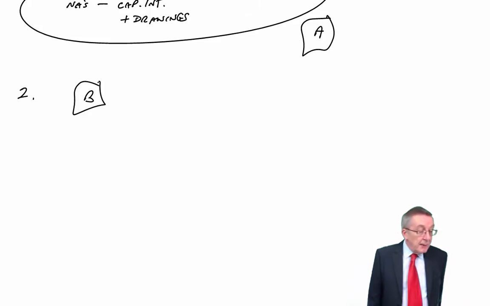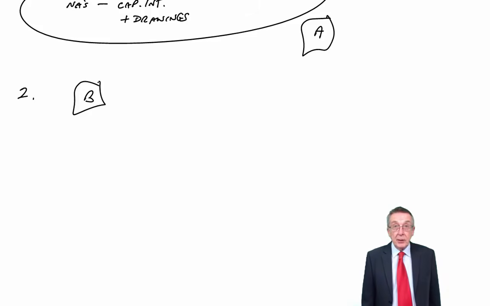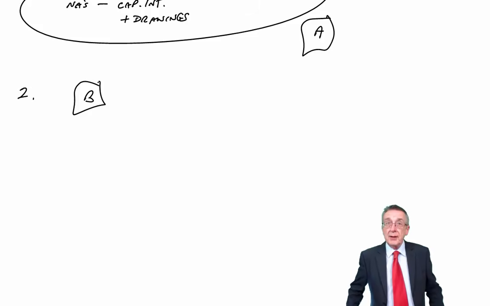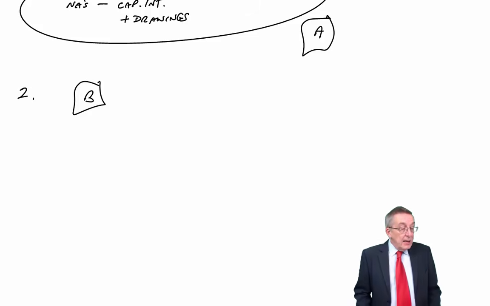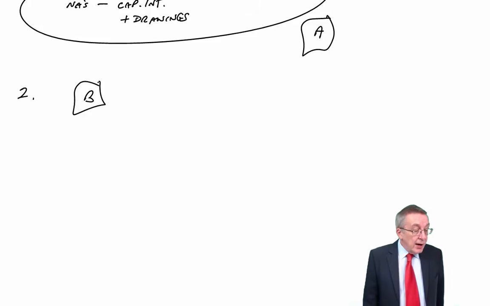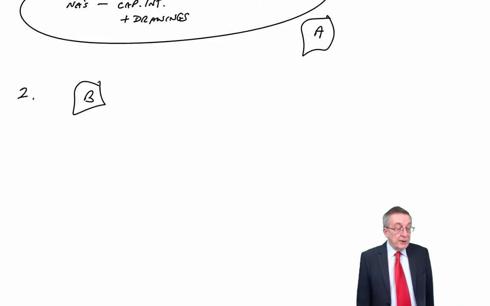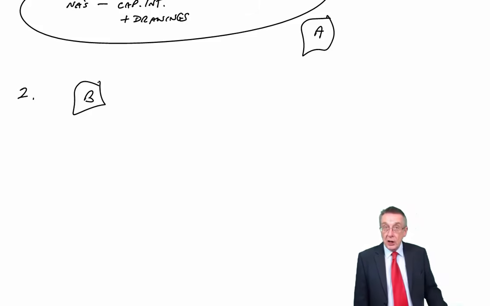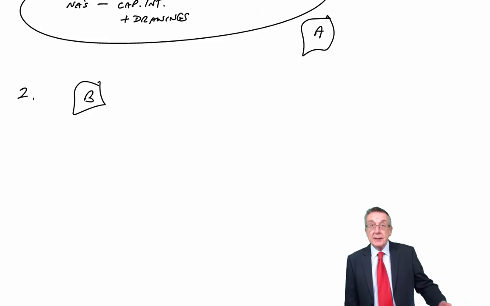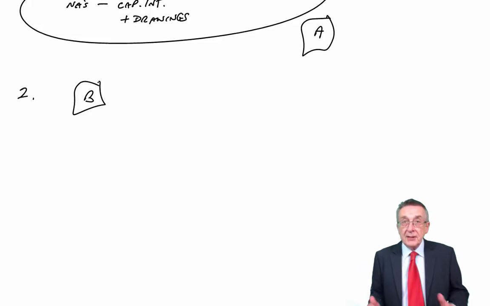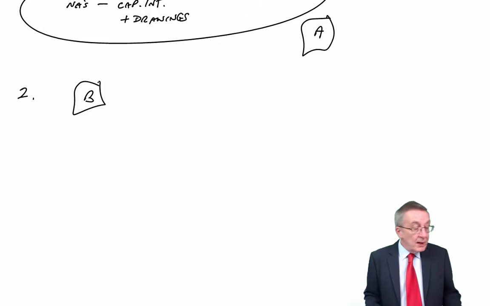C, all expenditure out of petty cash must be properly authorised. Well, that's true, but that's not what the imprest system is. And D, regular equal amounts of cash are transferred into petty cash at intervals. No, the amount transferred is always equal to the amount that's been spent. So number 2 is B.